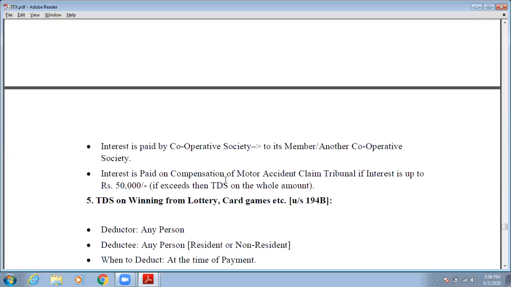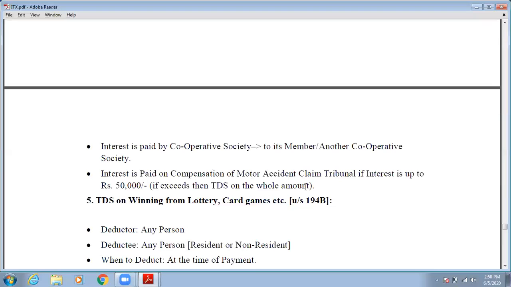Interest paid on compensation of motor accident claim tribunal, if interest is up to rupees 50,000. If it exceeds, then TDS on the whole amount. Okay, if you are paying any interest on the compensation which you give for the motor accident claim, then in that case, if that interest amount is up to 50,000, then no tax will be deducted. If that amount exceeds rupees 50,000, then on the whole amount you will deduct the tax.